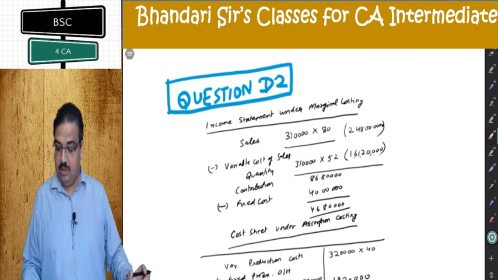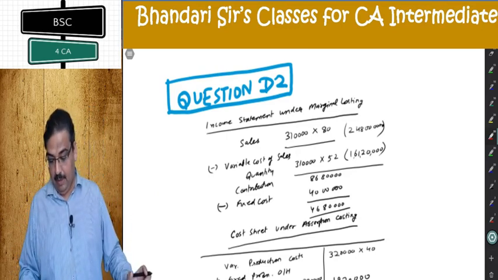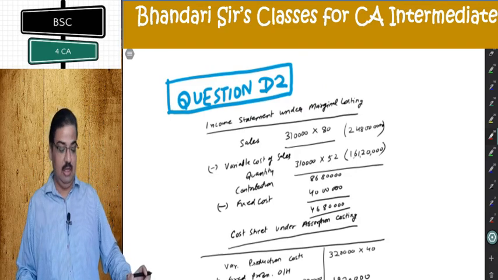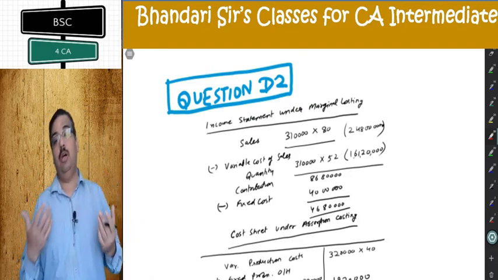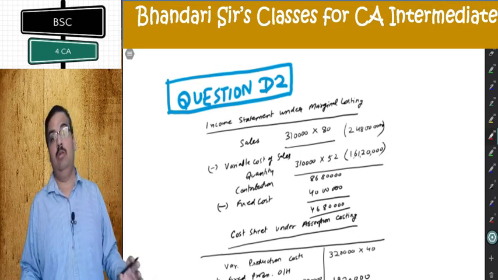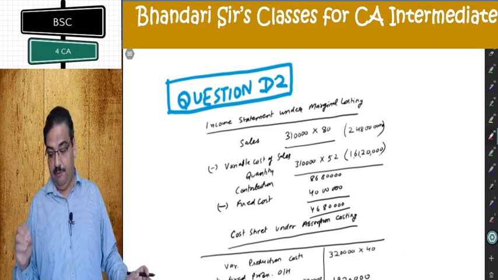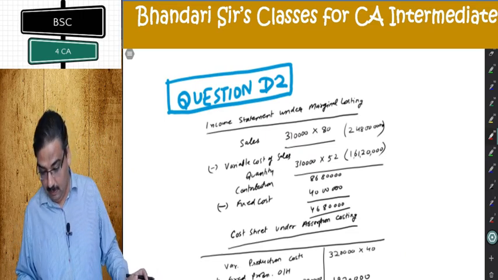The budgeted fixed production expense is 24 lakh per annum and fixed selling expense is 16 lakh per annum. Under marginal costing, we add them. We don't go function wise classification in marginal costing. So under marginal costing, fixed cost total is 40 lakh rupees.